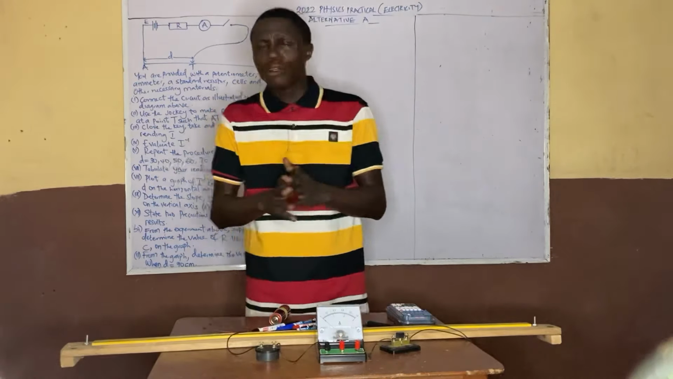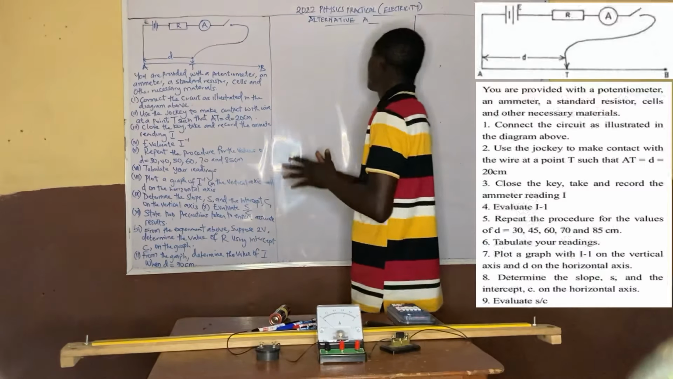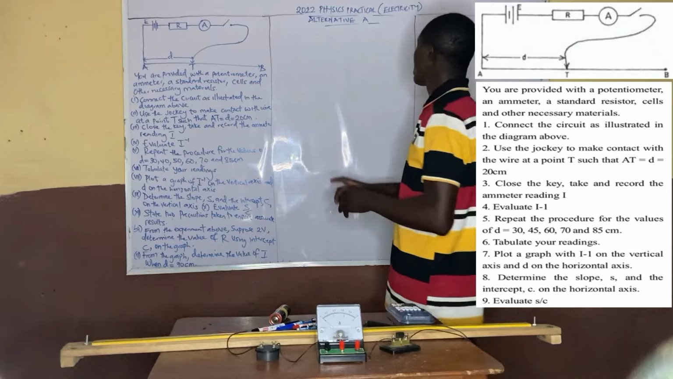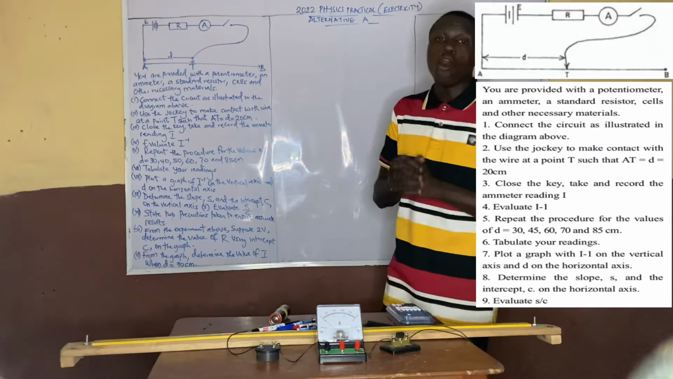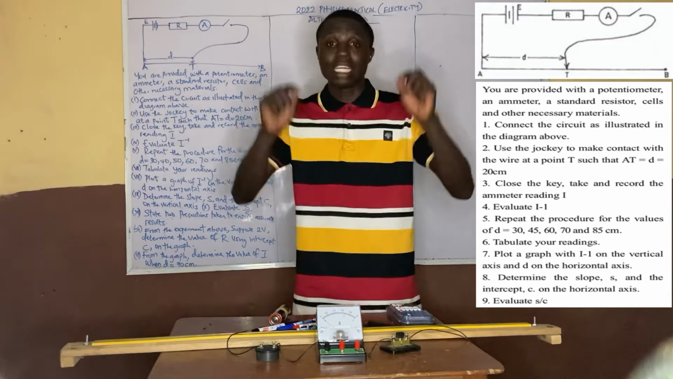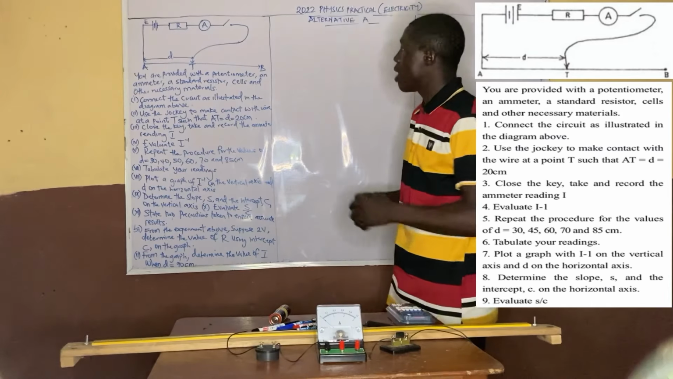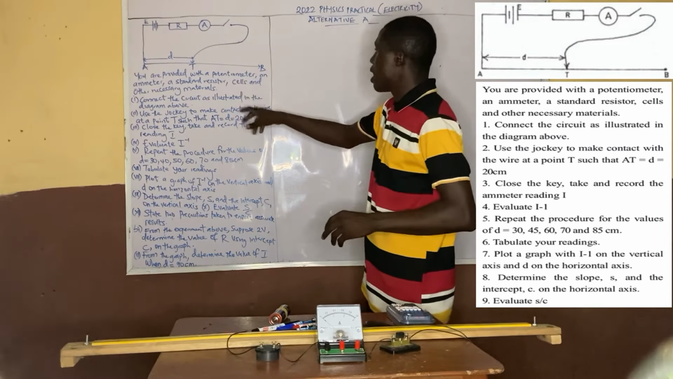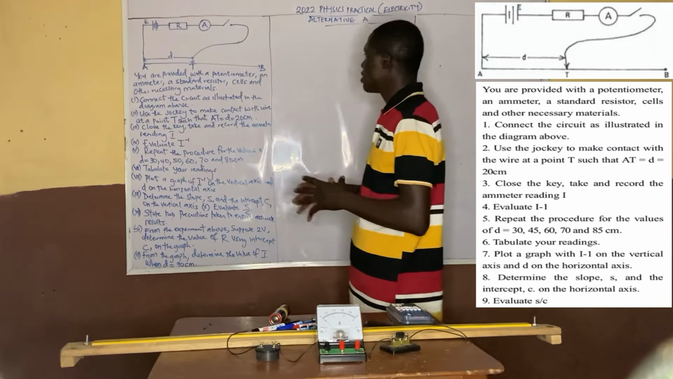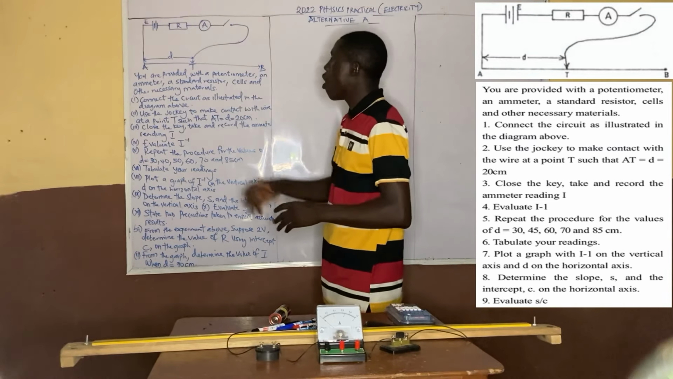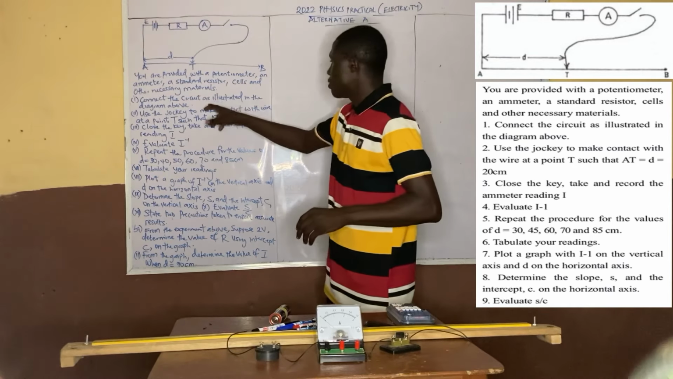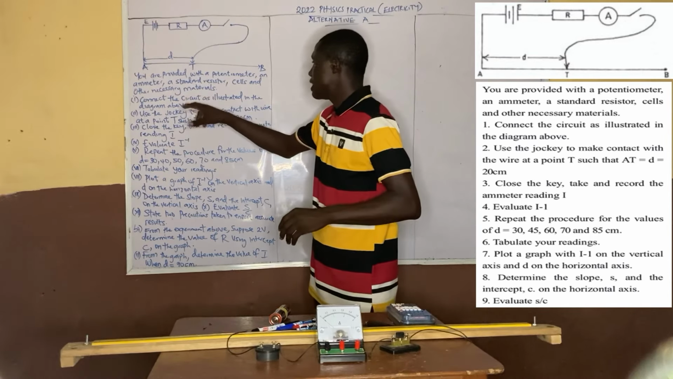Amen. Today, I'm going to be considering the physics practical for year 2022. The WAEC physics practical for year 2022 under the branch of physics known as electricity. Here we are provided with apparatus: a potentiometer and ammeter, a standard resistor, cells, and all other necessary materials. Connect the circuit as illustrated in the diagram above.